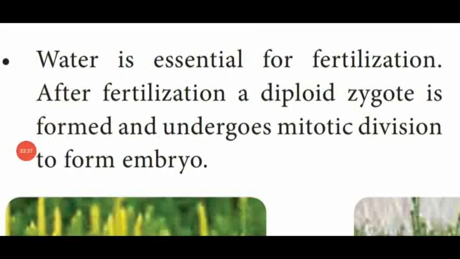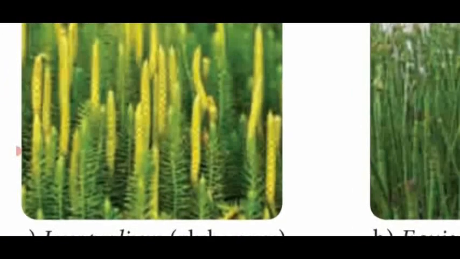Dear students, like bryophytes, pteridophyte plants also require water for the fertilization process. After fertilization, the fusion of two gametes, haploid male gamete and haploid female gamete, fuse together to form a diploid zygote. This diploid zygote undergoes mitotic cell division to form an embryo. Dear students, some diagrams are also shown here.